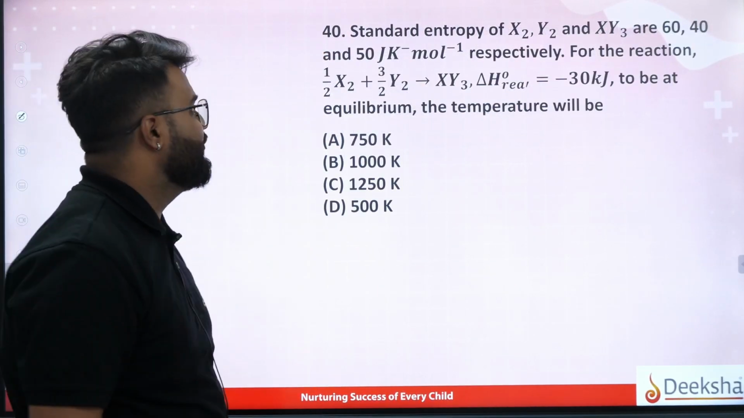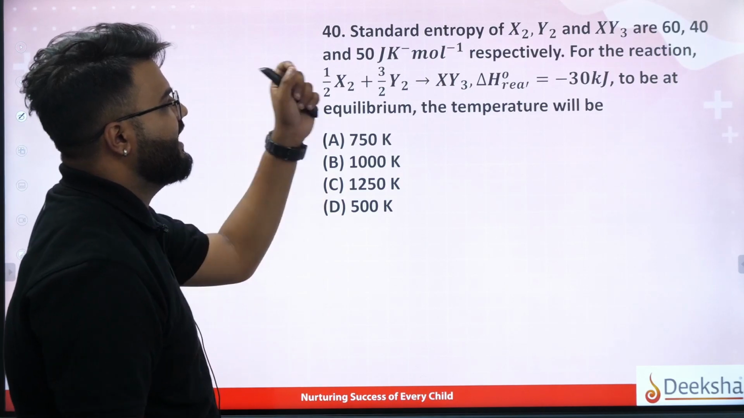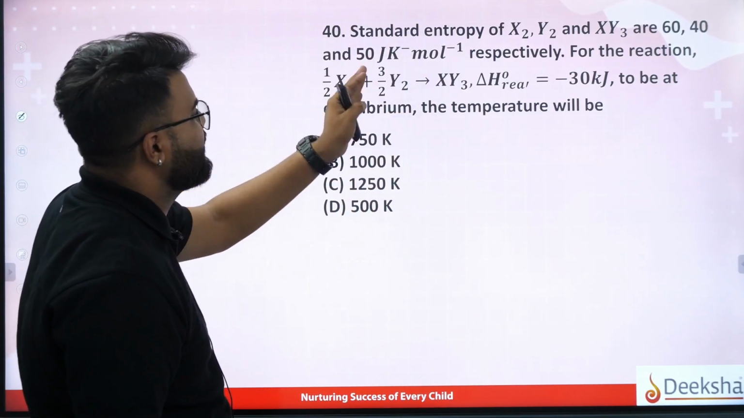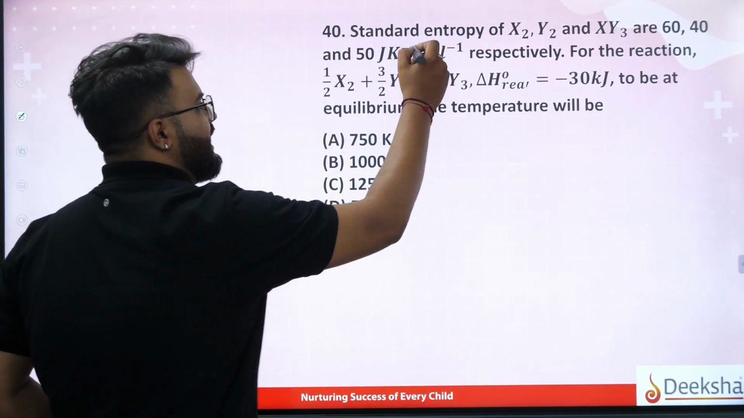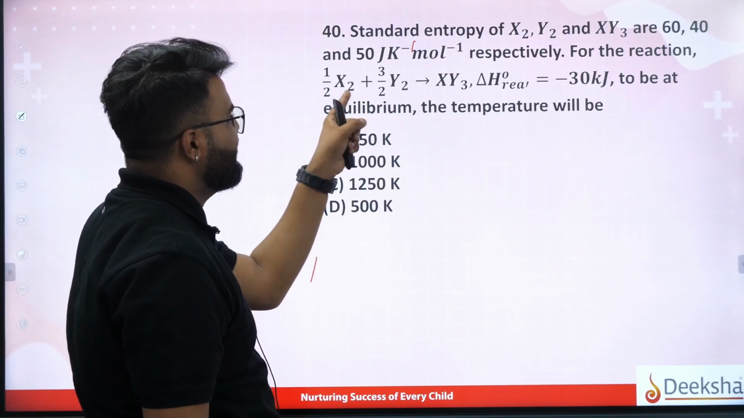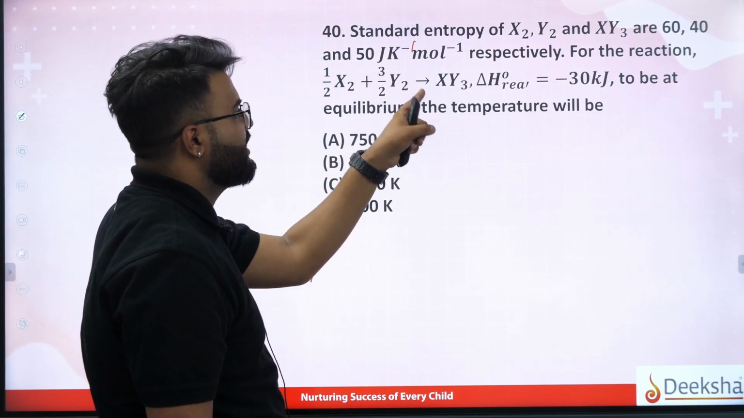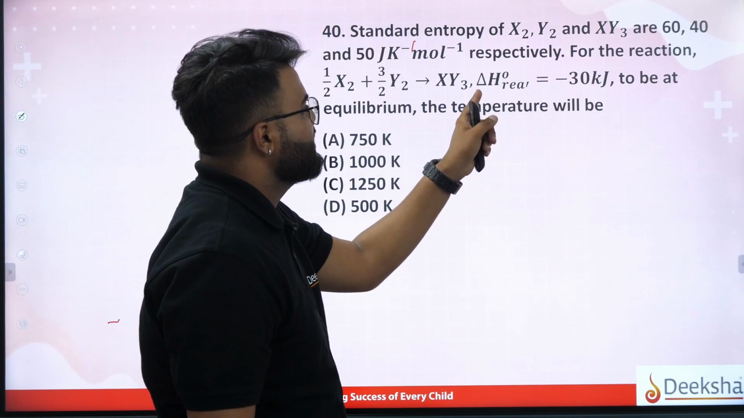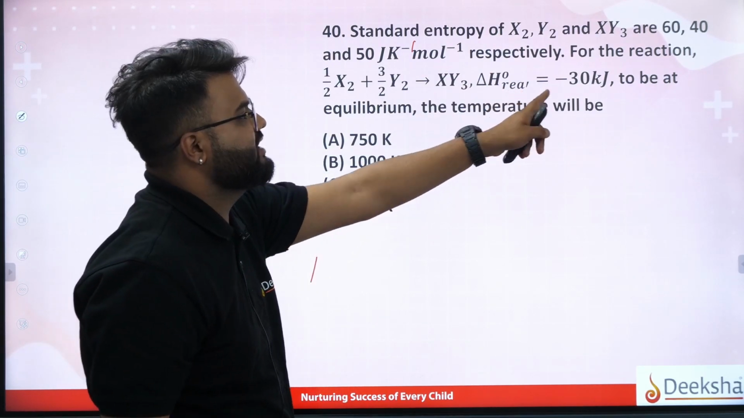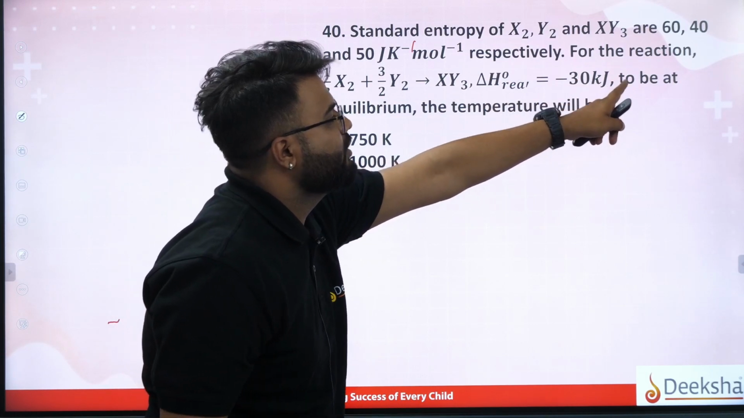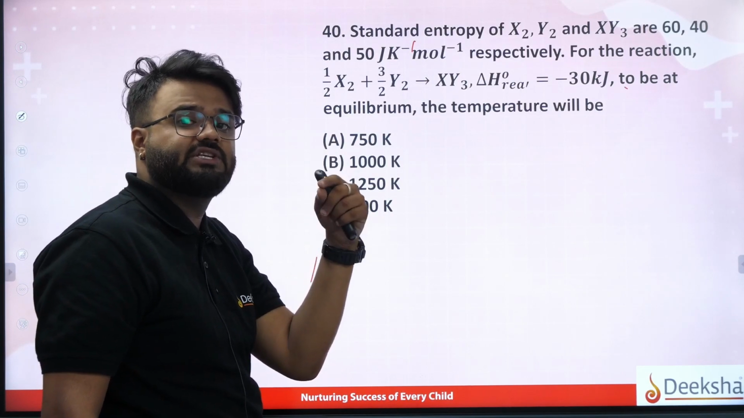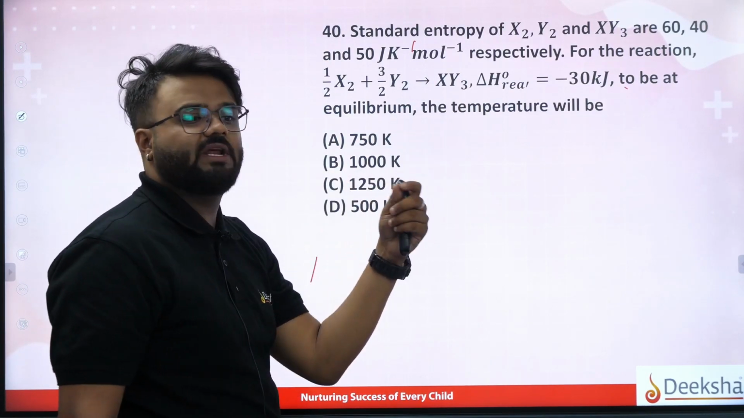Coming back to question number 40, standard entropy of X2, Y2 and XY3 is 60, 40 and 50 joules per Kelvin per mole respectively. For the reaction, half X2 plus 3/2 Y2 gives rise to XY3, delta H naught, that is the enthalpy of the reaction, is minus 30 kilojoules. To be at equilibrium, delta G will be 0. Then what will be the temperature?